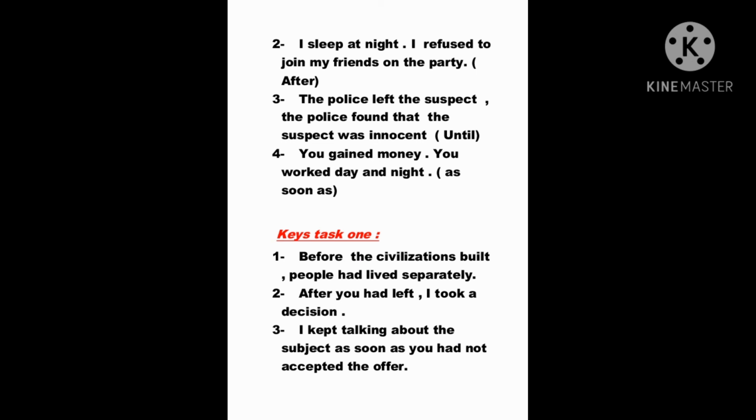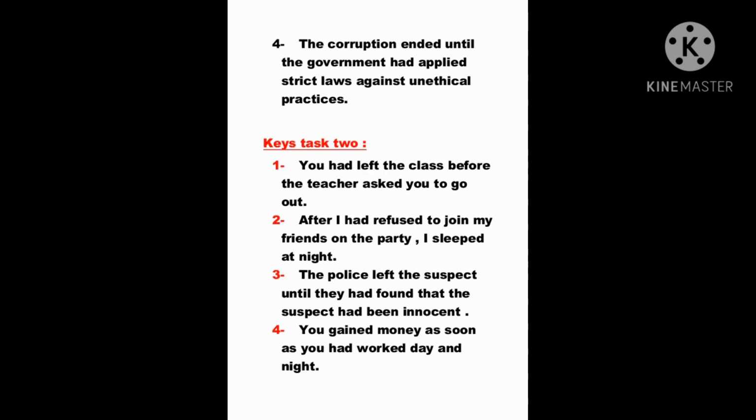Keys to task 1. So the first key, before the civilizations built, people had lived separately. So people used to live separately. Then the civilizations came and they lived together. Second, after you had left, I took a decision. I kept talking about the subject as soon as you had not accepted the offer. Okay? So this is for the correction of this first task. I hope you did well on these sentences. As you see, we have two verbs and two actions and we conjugate them. Last sentence, the corruption ended until the government had applied strict laws against unethical practices. So the government had applied strict laws, then the corruption ended.